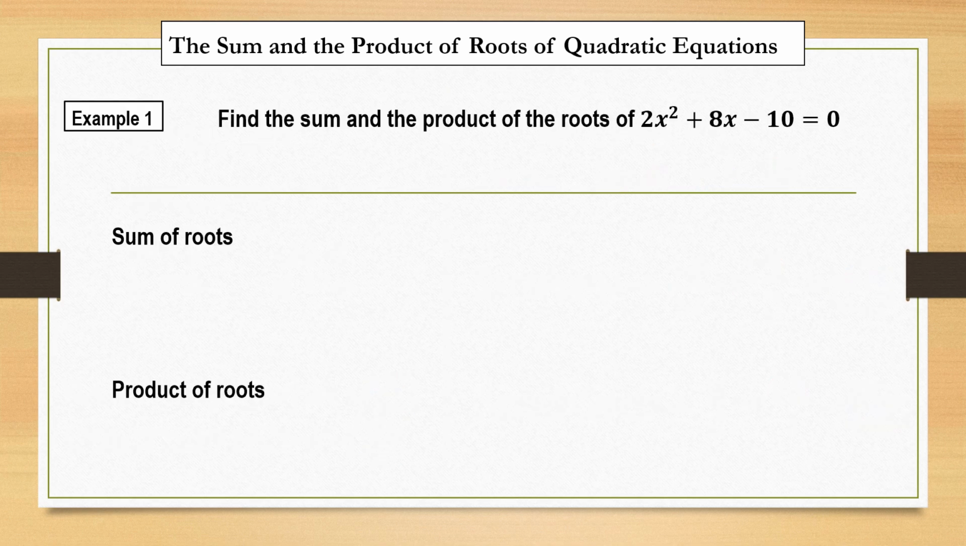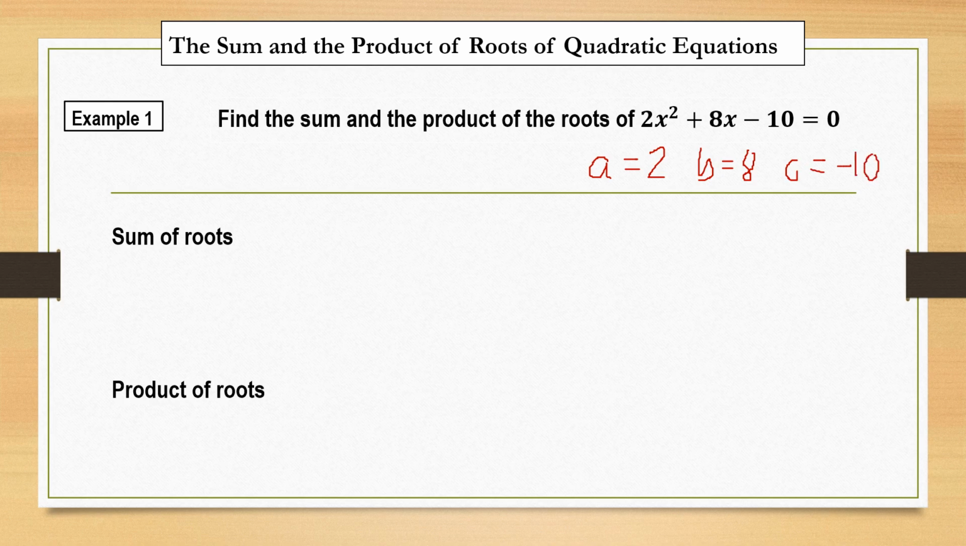Let's have another example. Find the sum and the product of the roots of 2x squared plus 8x minus 10 is equal to 0. First, let us identify the values of a, b, and c. So in the given equation, a is equal to 2, b is equal to 8, and c is equal to negative 10.